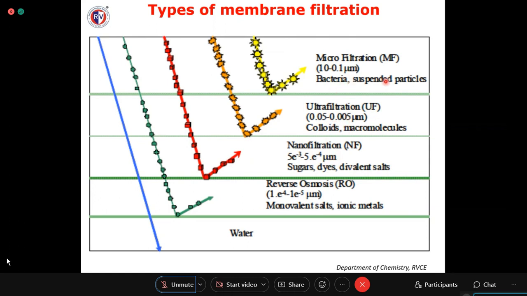First one is microfiltration. Somewhat bigger particles you can filter here, and in ultrafiltration membranes you can filter the particles of size 0.05 to 0.005 micrometer, right? And in nanofiltration membranes you can filter the particles of size 5 into 10 to the power of minus 3 to 5 into 10 to the power of minus 4 micrometer, and through reverse osmosis membrane, you can filter the monovalent salts and ionic metals which have the particle size of 1 into 10 to the power of minus 4 to 1 into 10 to the power of minus 5 micrometer.